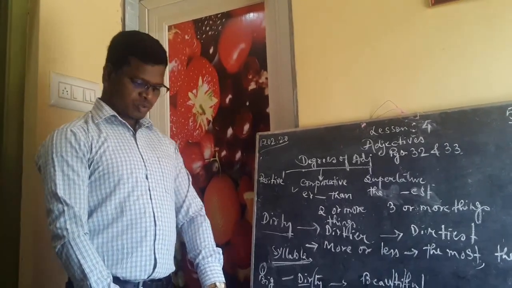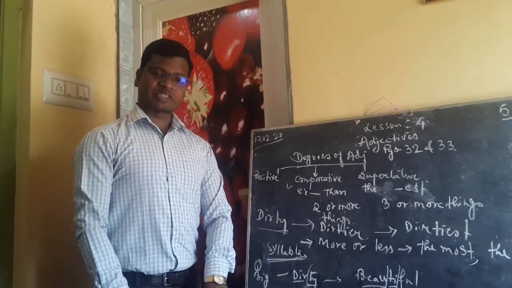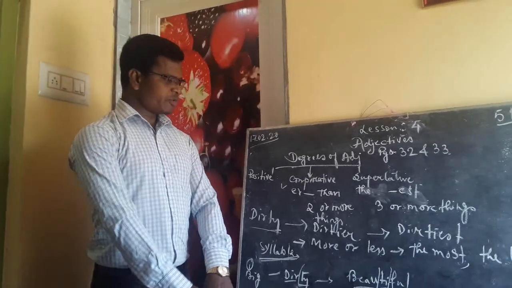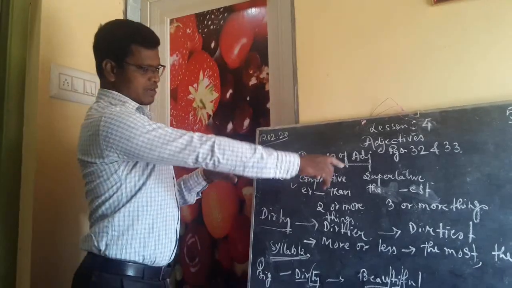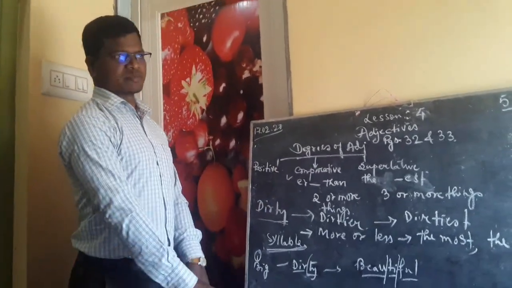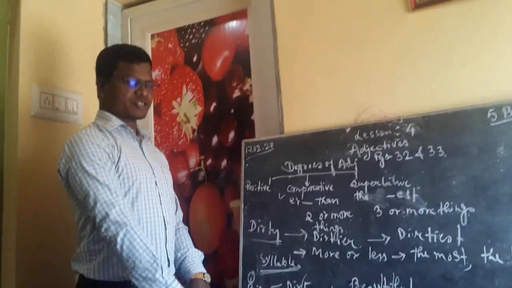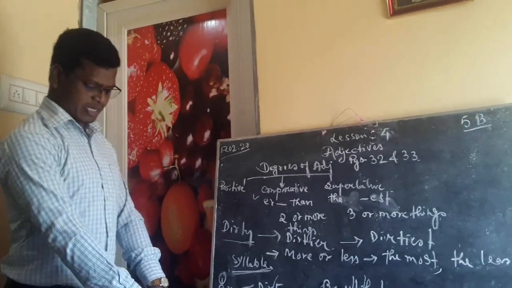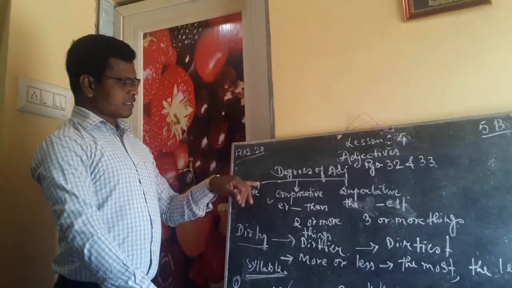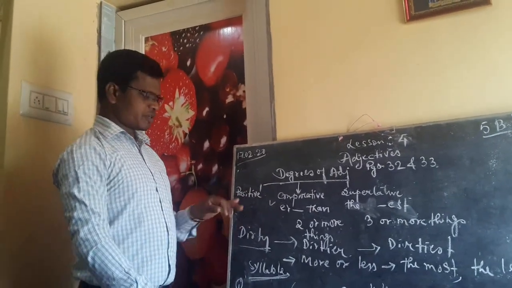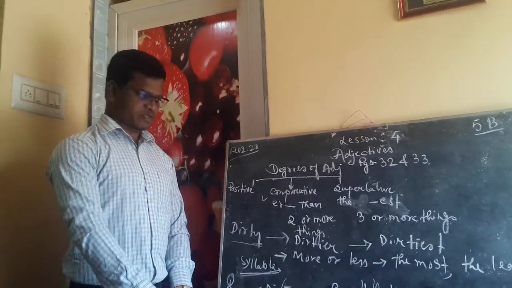Today we'll see lesson number 4, adjectives, page number 32 and 33, Learning with Ladybird. Here we will see the degrees of adjectives. Though we have already seen them, I have drawn a chart for you so that it becomes easier for all of us to understand whatever is there at page number 32 and 33. This degree is divided into 3: positive, comparative and superlative degree.